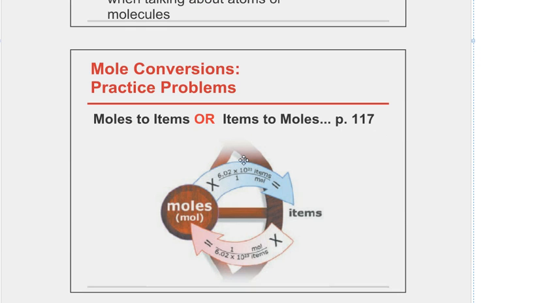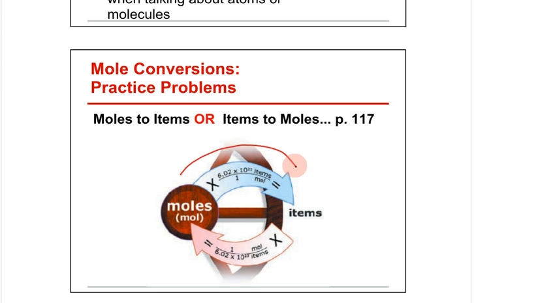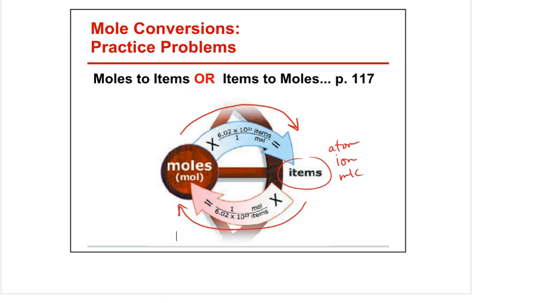There's two conversions that we're going to try and get through. One is converting from when I have moles and I want to get to the number of items inside of it. Our questions will probably be atoms, could be ions, could be molecules, etc. And then the other part is trying to go back to moles from those items. So page 117, could you guys jump there please?